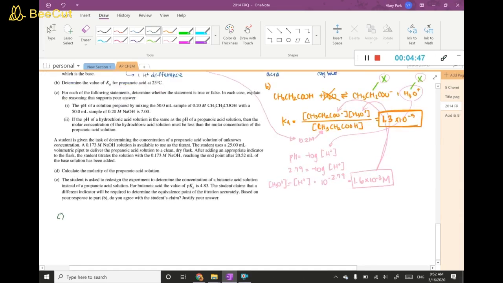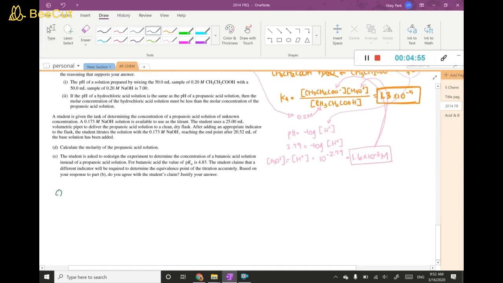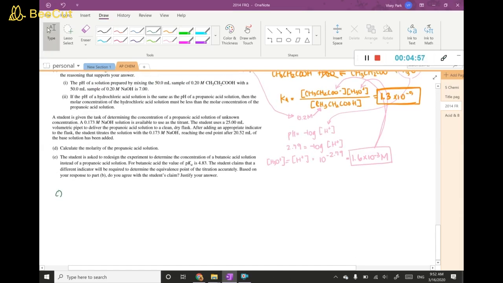So C says, for each of the following statements, determine whether the statement is true or false. In each case, explain the reasoning that supports your answer. So the first one says the pH of a solution prepared by mixing a 50 milliliter sample of 0.2 M propanoic acid with a 50 milliliter sample of 0.2 molarity NaOH is 7.